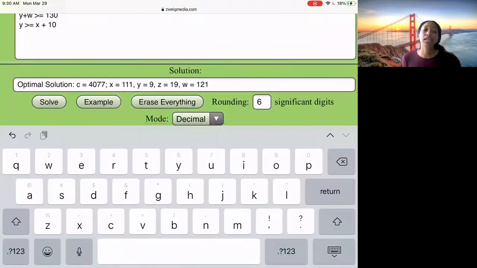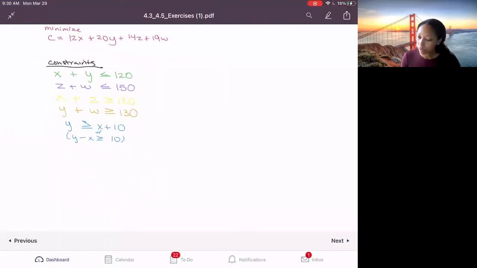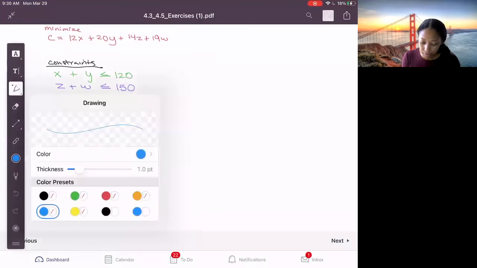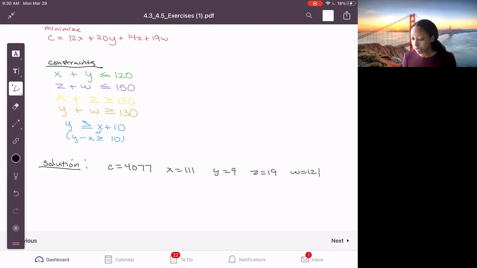Okay, so we're going to take that optimal solution, write it on our paper, and then write out in words what this means. So last step here, our solution. We have C equals 4,077, X is 111, Y is 9, Z is 19, W is 121. And what does this mean?